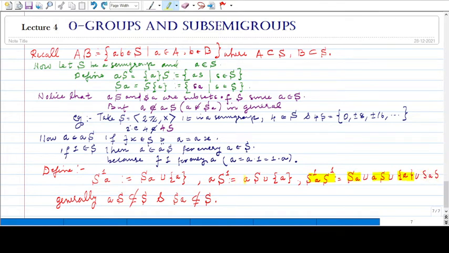It is because SA or AS is not generally a subset of SAS. That's why S1AS1 is defined like this. So these are some definitions.